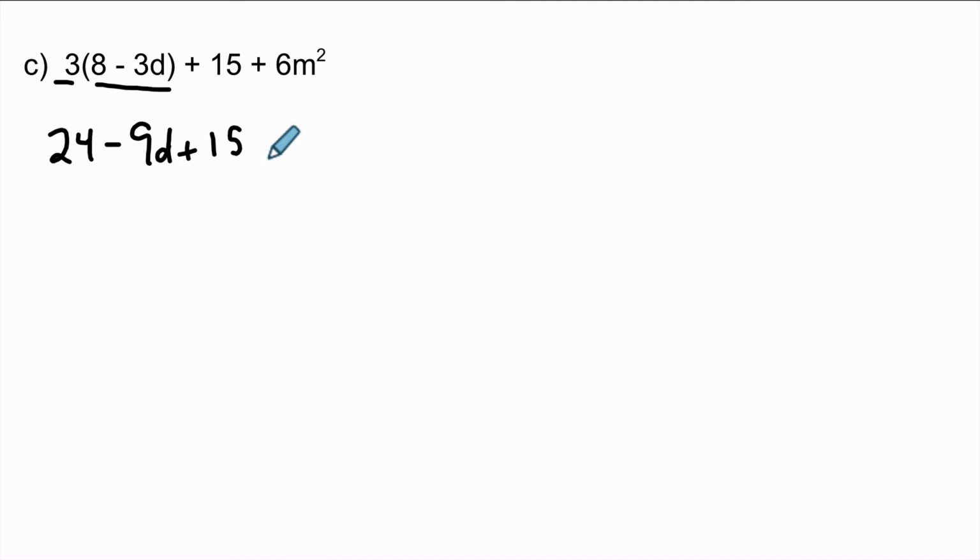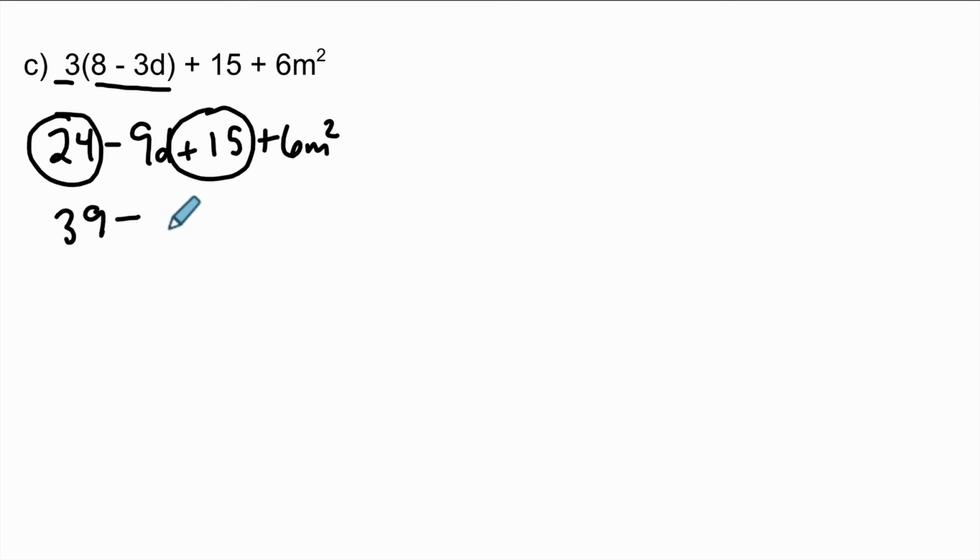Everything else from this expression just gets carried on, and then if there are any like terms, I've got a constant here and I have a constant here, always include the sign in front of the term, and we can combine those. 24 plus 15 is 39 minus 9d plus 6m squared, to the second power. And then this would be my most simplified version of this expression.